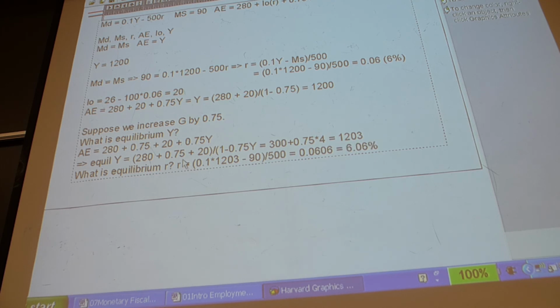All right, this government spending pushed up the interest rate by 0.06%, not huge. Let's see if it is in fact significant. All right, what is investment now? What is investment? What is this thing equal?